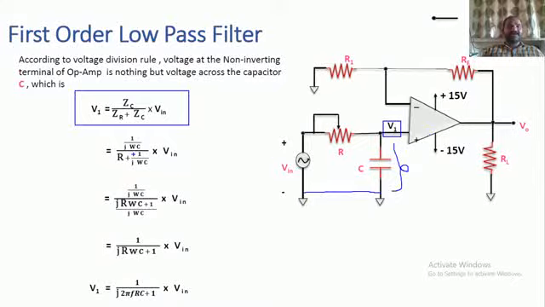Now here I am taking ZC by ZR plus ZC into Vin. As we know, ZC is the impedance of the capacitor and ZR is the impedance of the resistor. Go back to your previous video, not the live class, the previous video; in the live class also we have seen that. So ZC is 1 by j omega C and ZR is R only. I am substituting those values and doing the simple mathematical calculations.